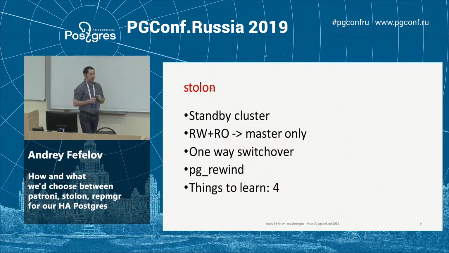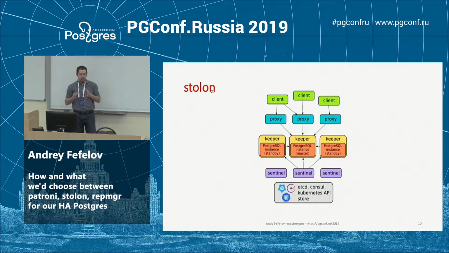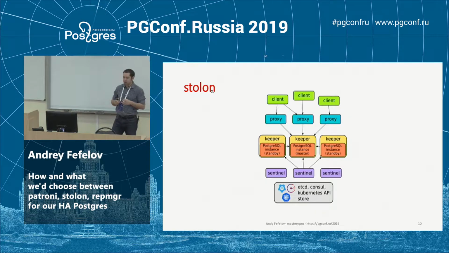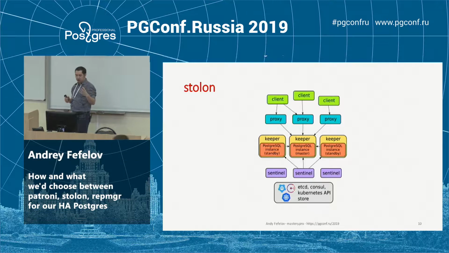It uses pg_rewind, which can help you to bring the nodes which were lost back to the cluster. But the things that need to be studied are the following. There are four of them. This is the architecture of Stolon, a picture from the official documentation. The key components are the following: Proxy, Keeper, Sentinel, and the fourth one is the console utility that you need to study.